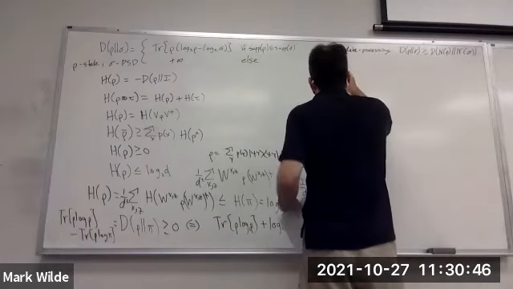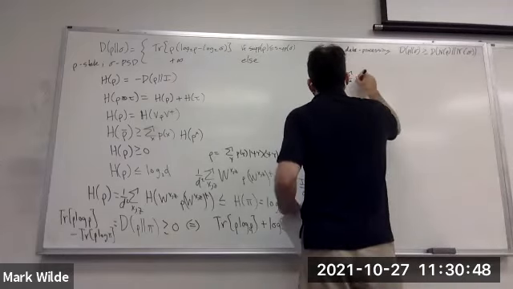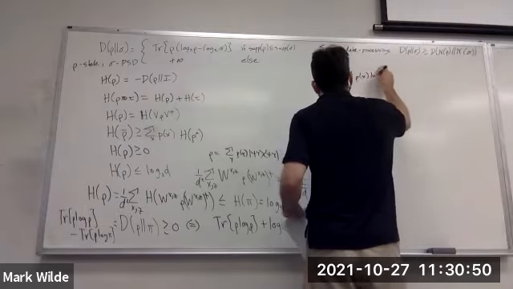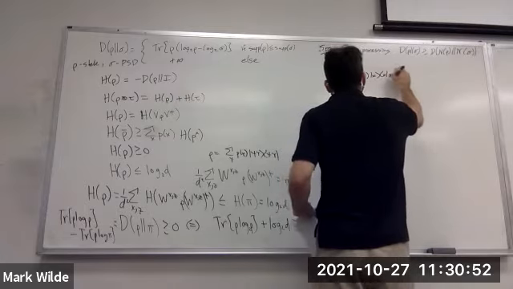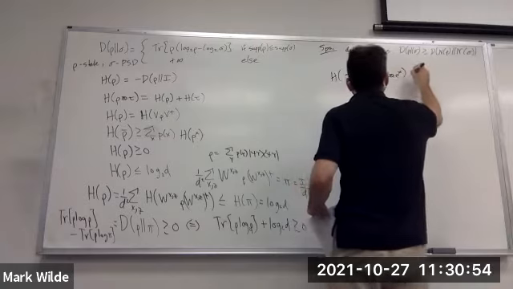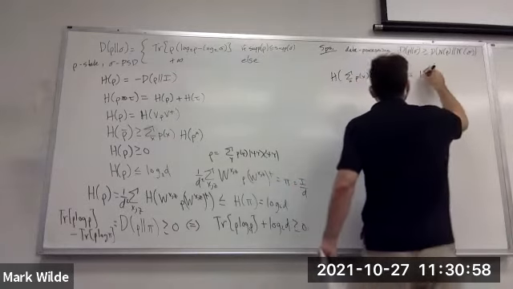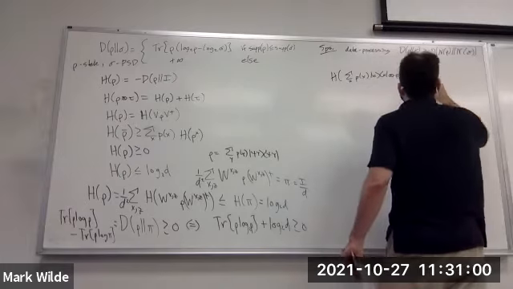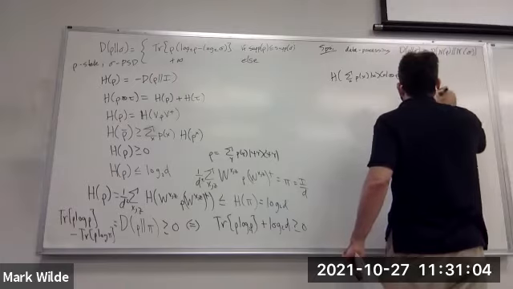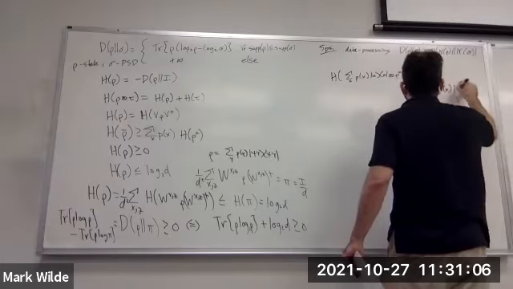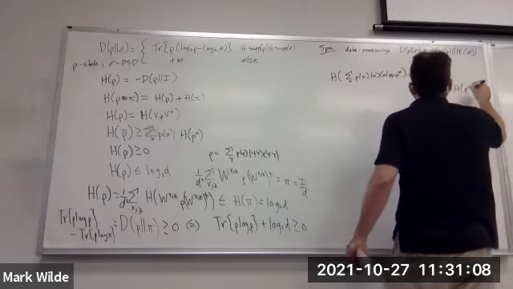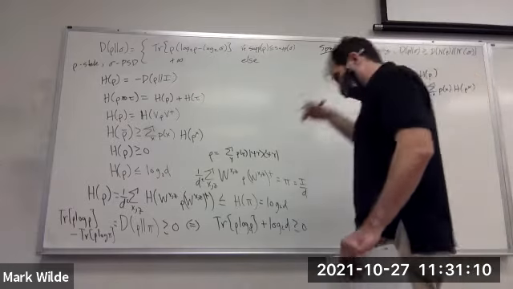So it's this. The entropy of a classical quantum state can be broken up into two parts: the entropy of the classical part plus the average entropy of the quantum states.